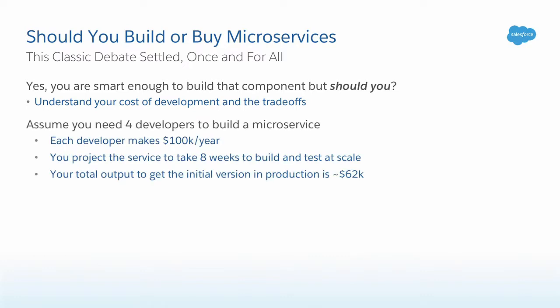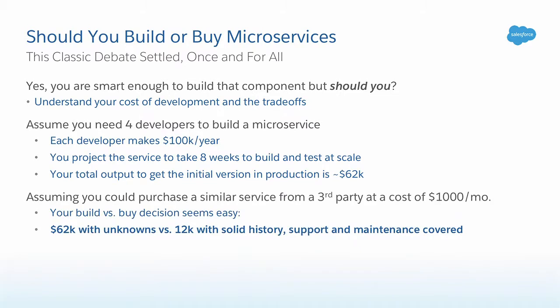So in this example, let's assume we have 4 developers we need to build a microservice. Each developer makes $100,000 a year, and the project is projected to take us 8 weeks to build and scale this service. So we're looking at a total rough output of around $64,000. Now assume you could purchase a similar service from a third-party provider at a cost of a plan of $1,000 a month. Your build versus buy decision here is made pretty easy.